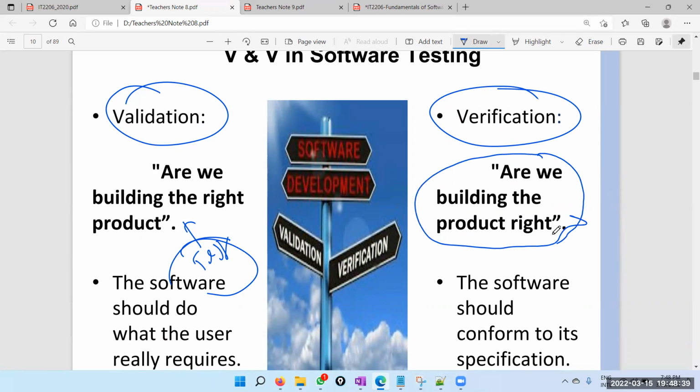Building it the right way means: are we following the coding standards? Are we following the best practices? That is why we need a lot of reviews, standardization, etc. If the team members are following those standards and quality assurance practices, that means we are building it the right way.